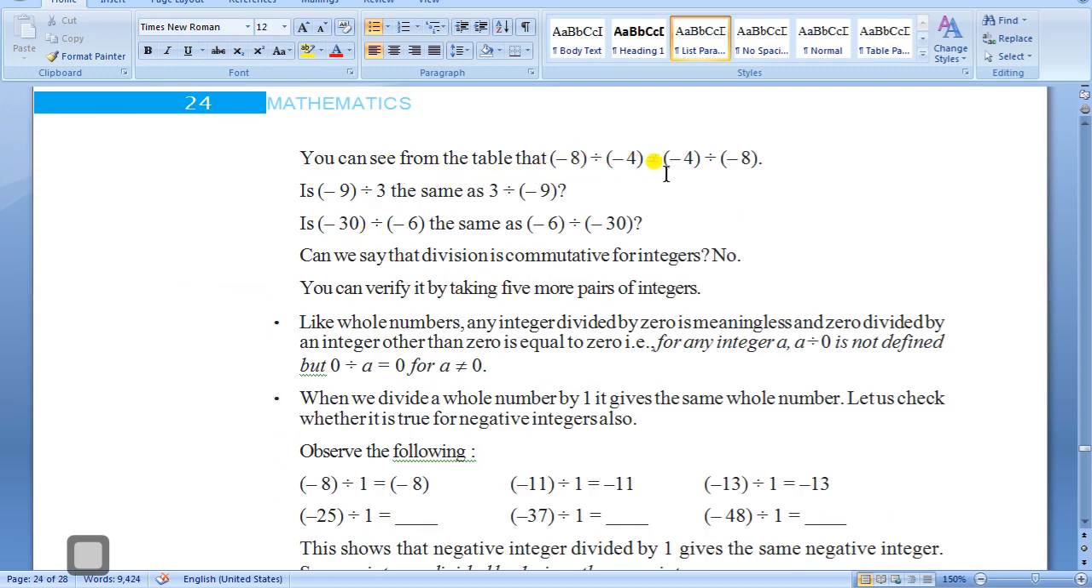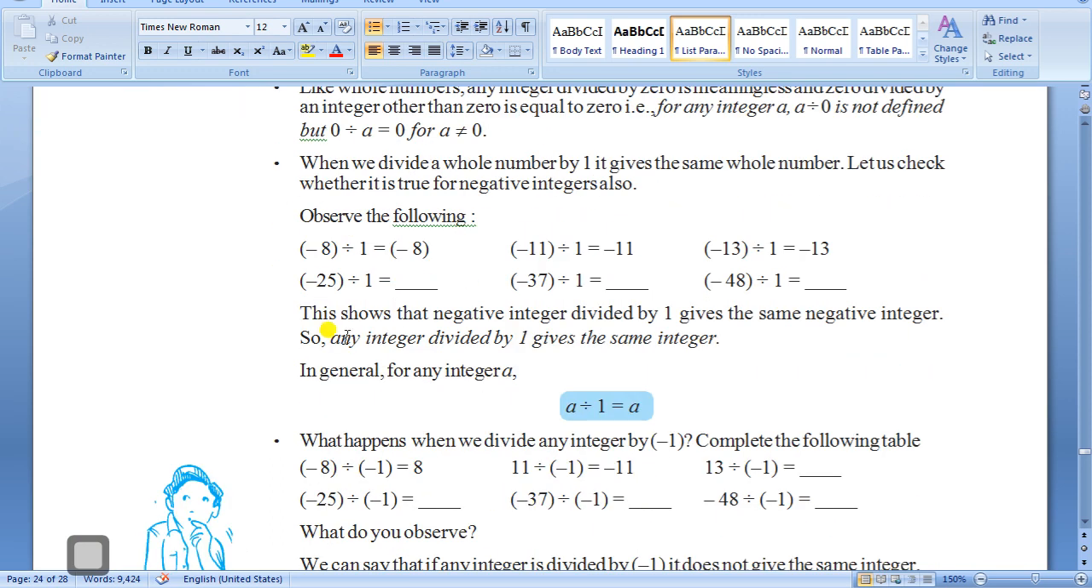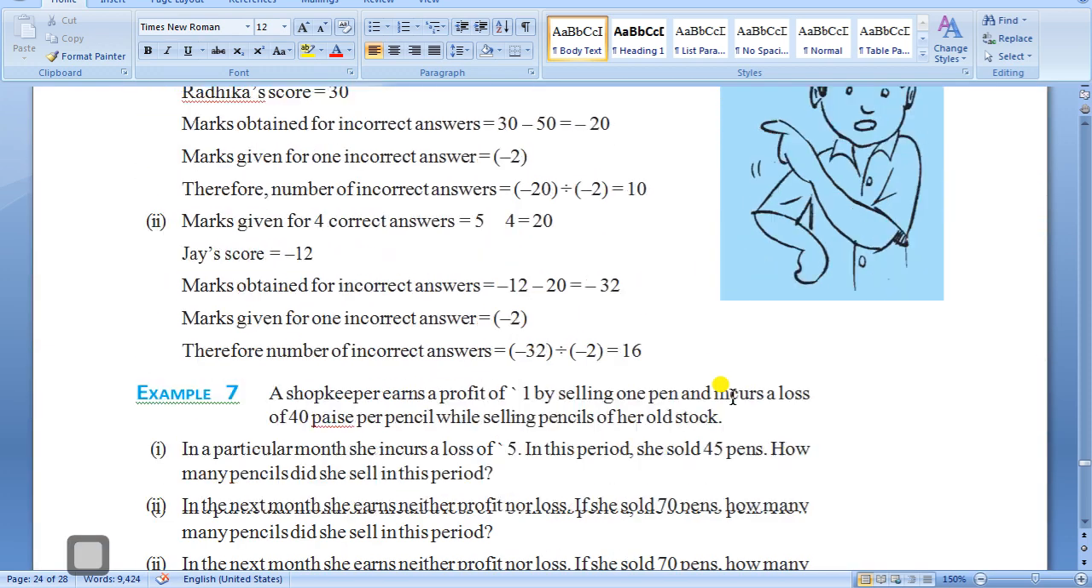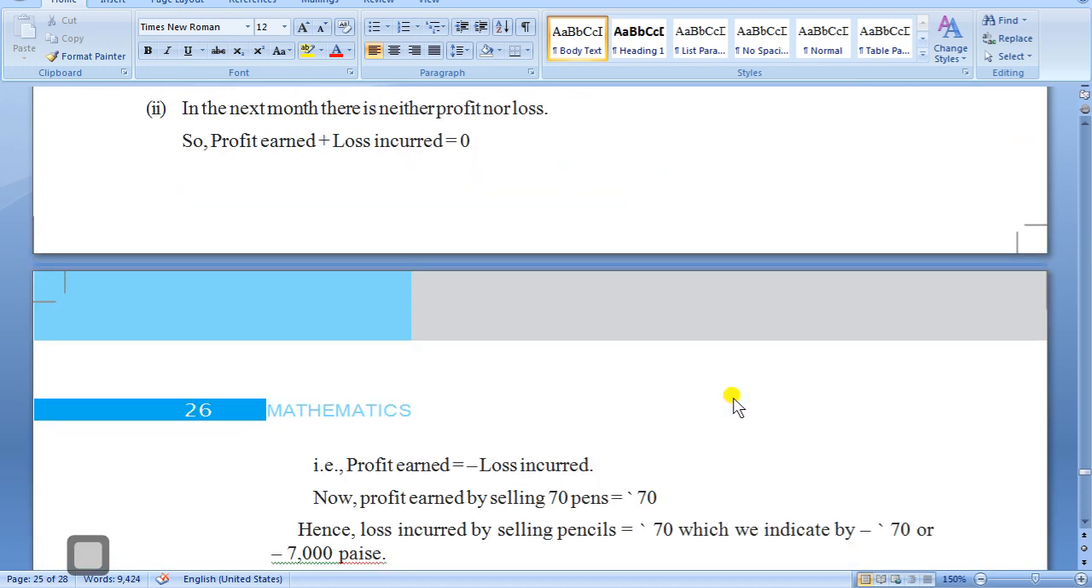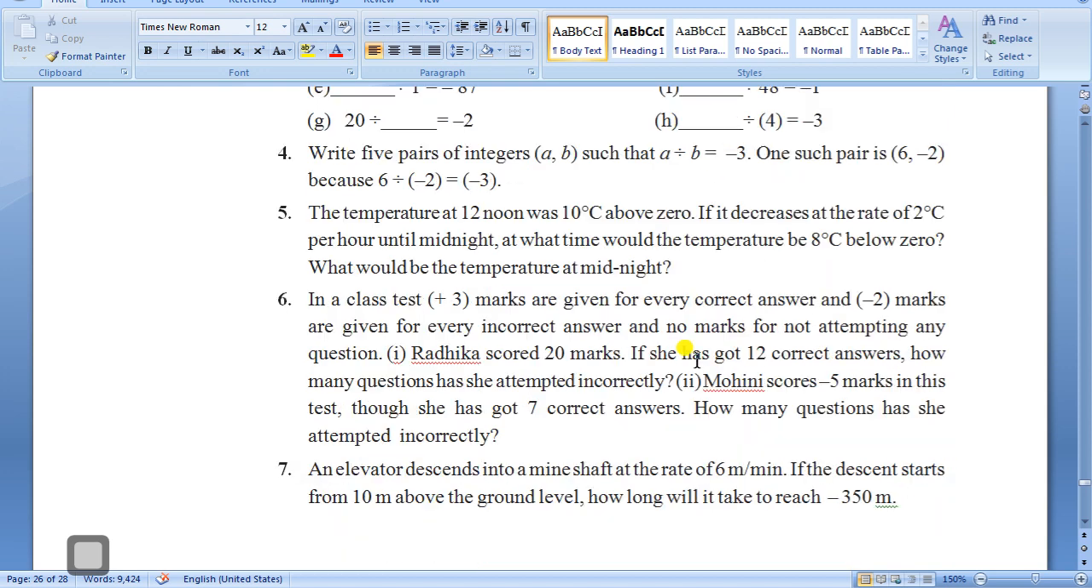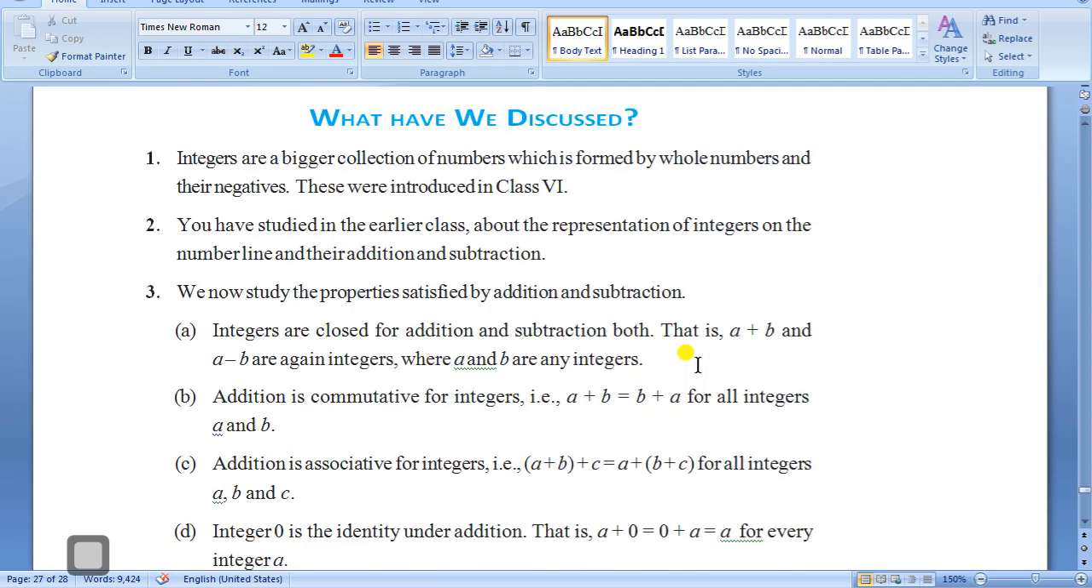We know that division is not commutative for whole numbers. Let us check it for integers also. Can you see that table? Minus 8 divided by minus 4 is not equal to minus 4 divided by minus 8, right? You can say this shows that the negative integer divided by 1 gives the same negative integer. So any integer divided by 1 gives the same integer, or in general for any integer a we can say a divided by 1 is equal to a, right? And now you see there are various examples we'll all solve later on, right? Now this is exercise 1.4. We'll do it in a separate video, right?